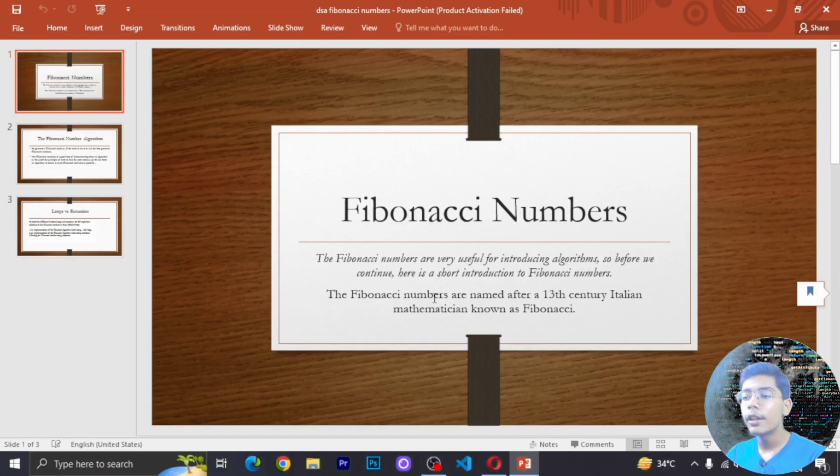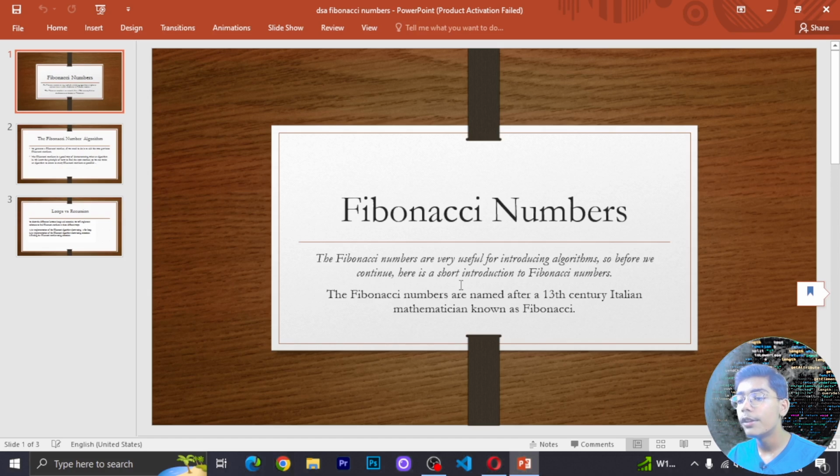So now here we are on the computer screen, and in the introduction I told you that in this video we'll be understanding what Fibonacci numbers are and what the algorithm is which we saw for Fibonacci numbers previously, but not in data structure algorithm. We saw it in Python, and I hope you understand that. So now we will be starting with Fibonacci numbers. First of all, we have to understand what a Fibonacci number is, how we use it, and where we can use it. Basically, Fibonacci numbers are very useful for introducing algorithms.